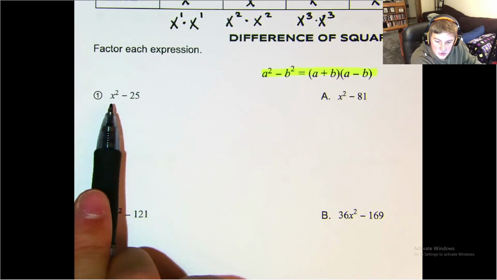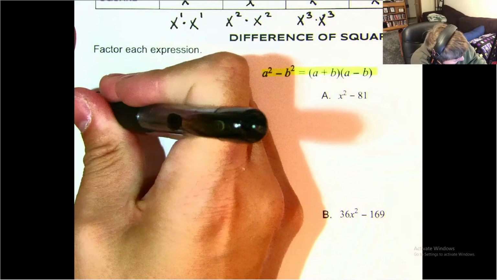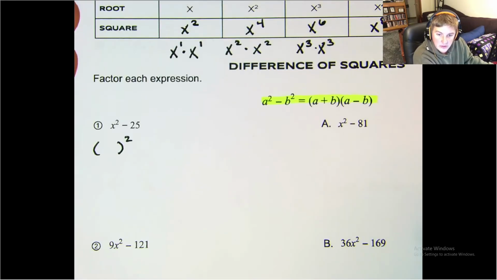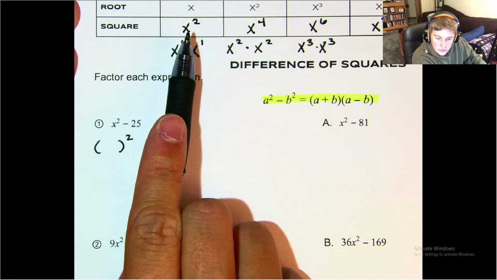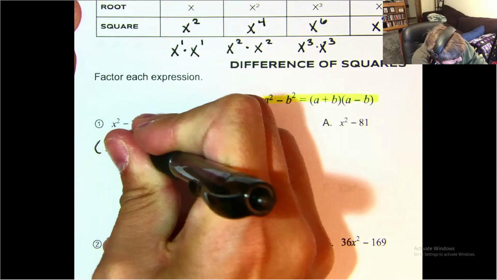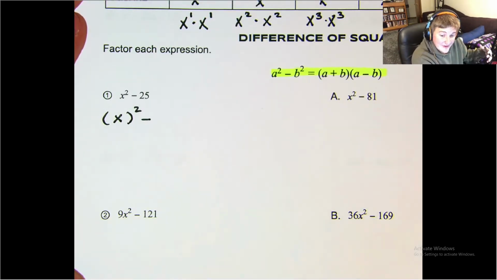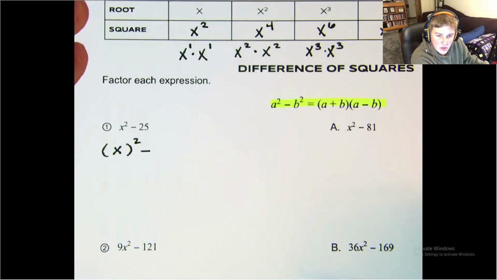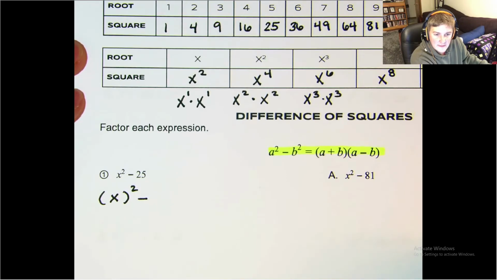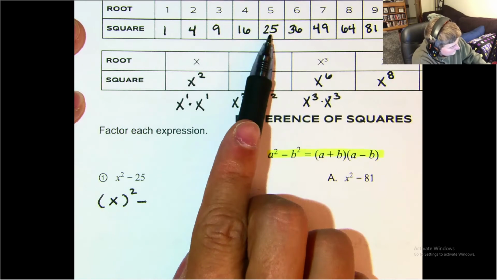Okay, and so what you have to identify is where a and b are the roots of the expressions I have here. So I want to rewrite x squared as its root squared. So I've got to figure out what is x squared's root. Okay, so I'm looking at the table. What is x squared's root? Well, it's x. So this is the same as x squared minus, okay, and then 25. Instead of 25, I want to rewrite that as the root of 25 squared. So let's go up here and see if we can find 25. Okay, and we're looking for its root. So what's the root of 25? Well, it's 5.